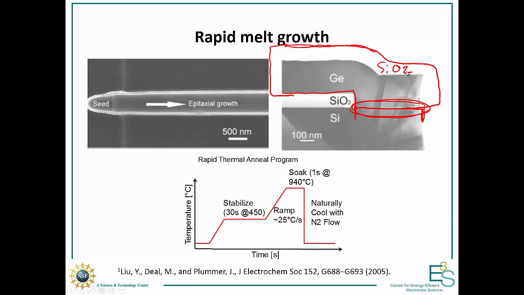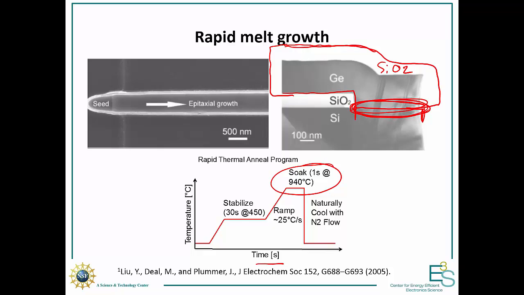And then you ramp up your temperature. So you can see in this graph, you bring the temperature up to above the melting point of germanium. So all your germanium is going to melt, but it's encapsulated in the silicon dioxide, so it can't go anywhere. And then as you bring down the temperature, your germanium is going to recrystallize starting through here.